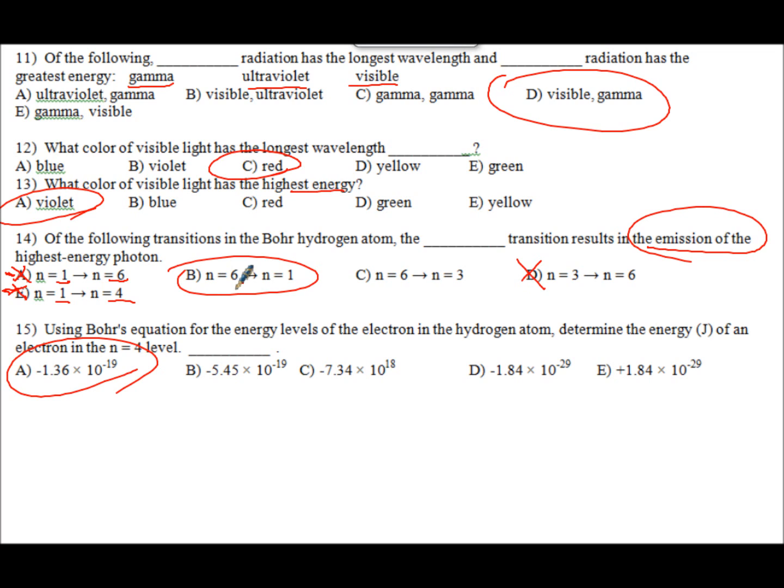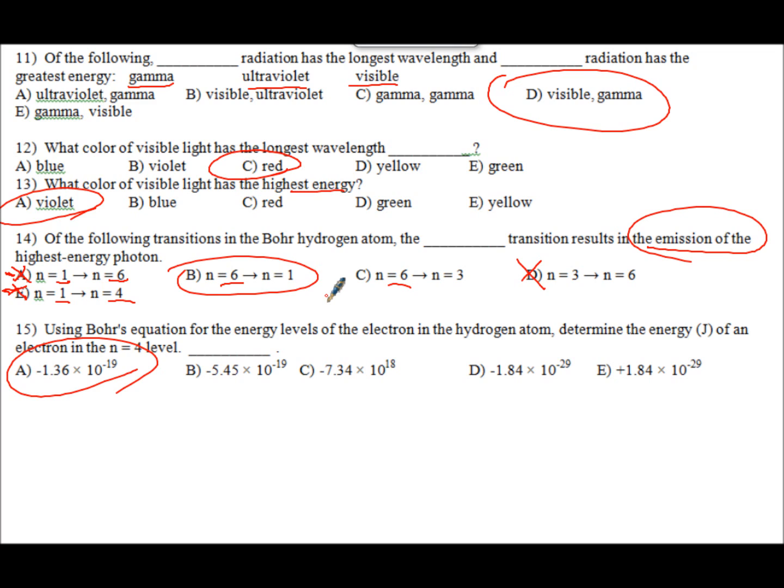Both of them are starting at 6, but B is dropping the most, so this would have the highest energy level change. The highest energy emitted, a photon of light as it drops from 6 to 1, would be greater in energy than a photon that dropped from 6 to 3.